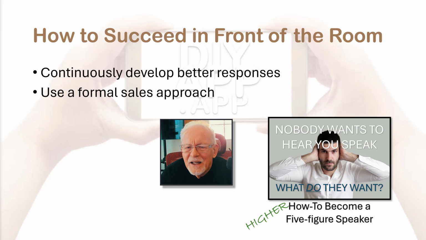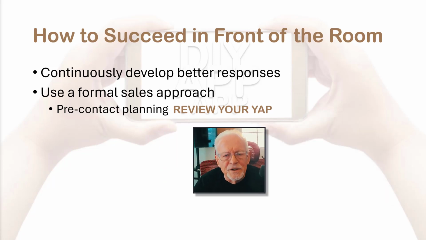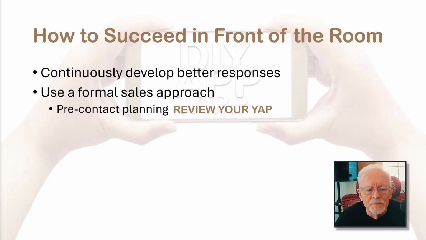So I think I know what I'm doing, or at least I have some ideas that would help you sell more engagements. We're going to do pre-contact planning. So the invitation comes in: are you available on January 9th? You are, so you immediately send back, yes, I'm available. Wrong approach. What do we do before we make that contact? You review your YAP. There'll be things in your YAP you can use to make your response better than most others that the meeting planner is going to see.